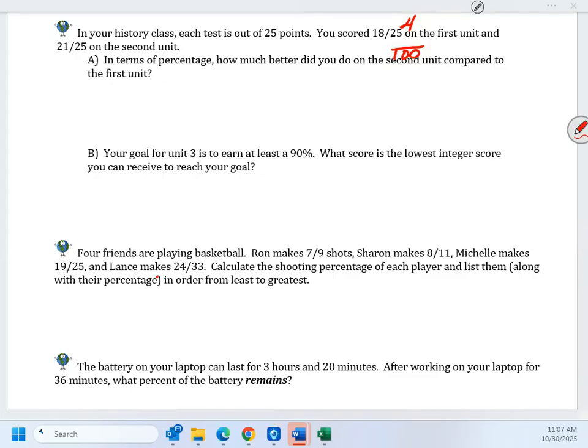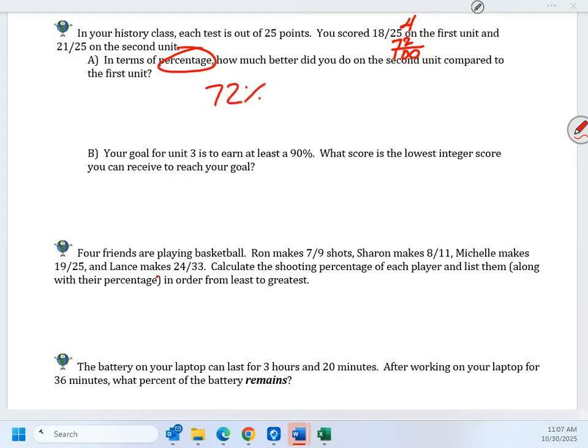You can use calculators. 72. 72, thank you, Colton. So what percentage would that be? Because we want to work in terms of percentages. Laura? So we know that is 72%.